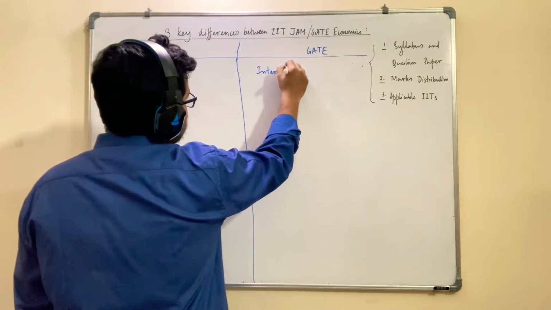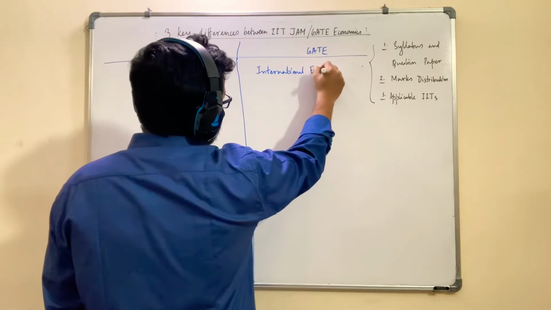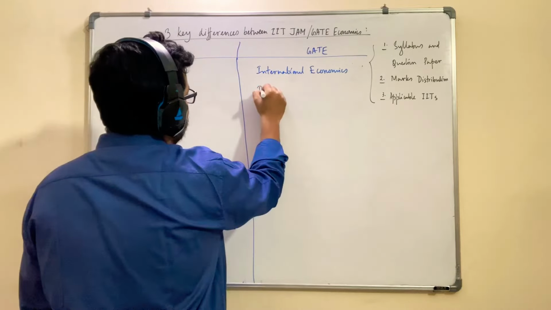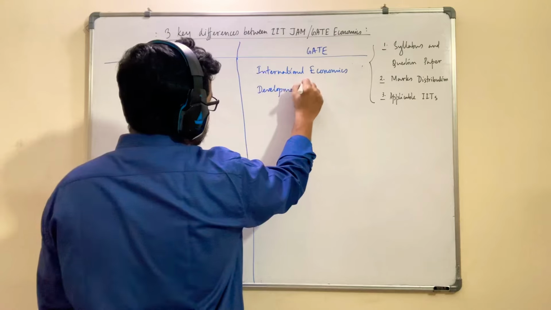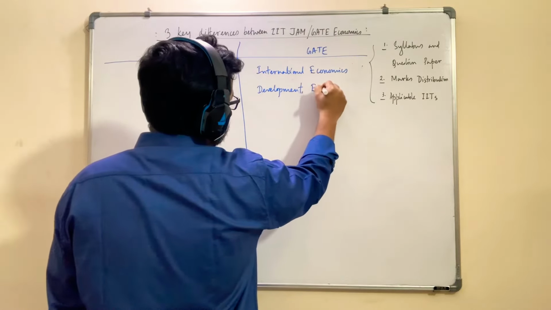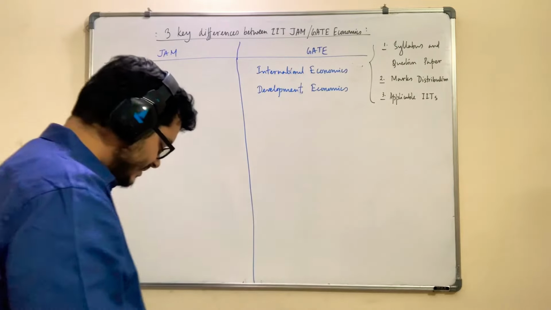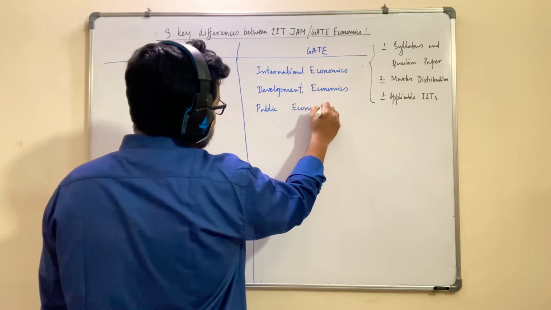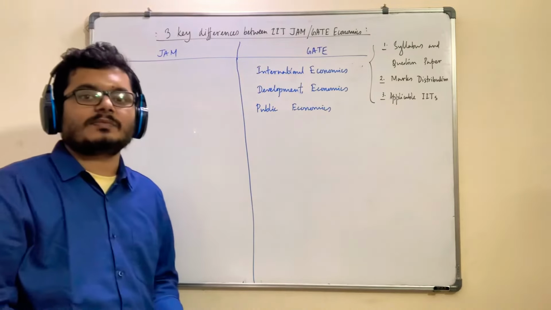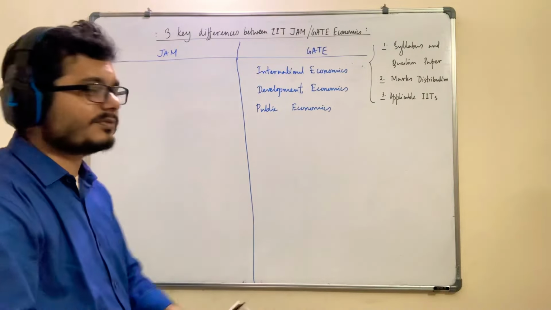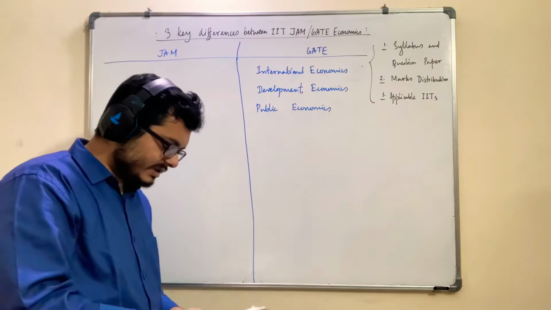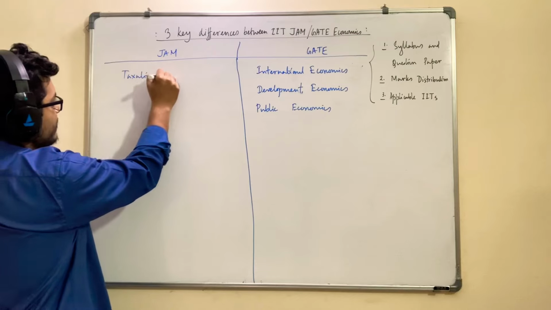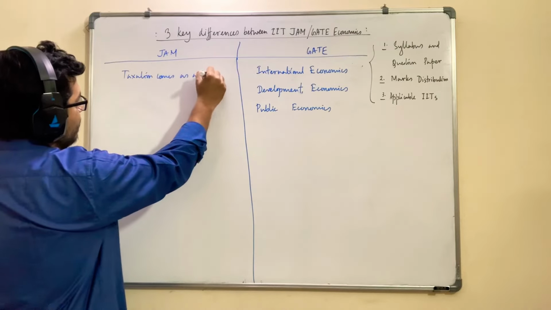international economics is there. So the whole deal of trade theory and all, nothing in JAM. Then comes development economics. That is also not there in JAM. Then comes public economics. Now in public economics, things are a little bit interesting, because taxation is a part of public economics, but it is dealt with in much more detail in public economics compared to micro. So in JAM, we will write taxation comes as a part of micro.